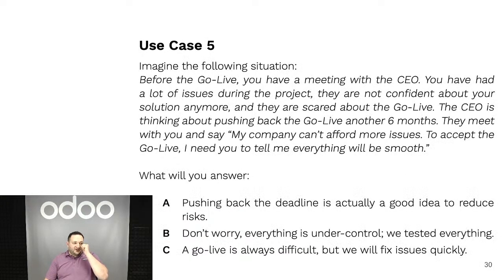Okay, so use case 5. Imagine the following situation. Before the go live, you have a meeting with the CEO. You have had a lot of issues during the project. They're not confident about your solution anymore, and they're scared about the go live. The CEO is thinking about pushing back the go live another 6 months. They meet with you and say, my company can't afford more issues to accept the go live. I need you to tell me everything will be smooth. What will the answer be?